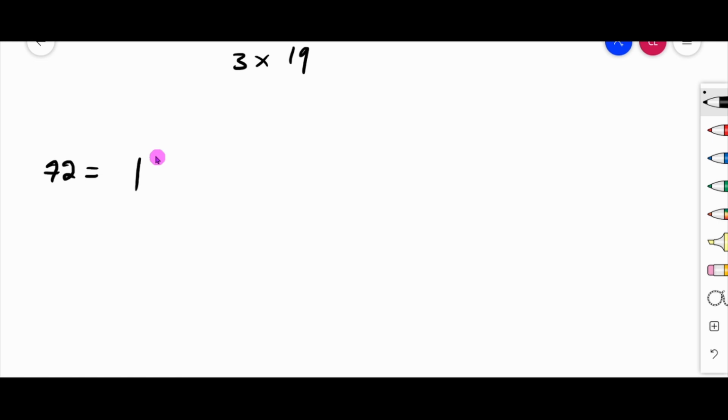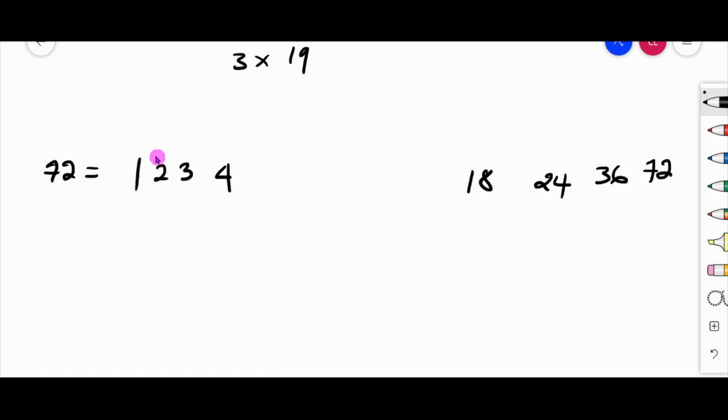72. 1 into 72 goes 72 times. No, 2 into 72 would go 36. That's a half of it. Now 3 could go in there because 7 and 2 is 9. So 3 can always go into that. And 3 could go into that 24 times. Then 4 could go in there as well, 18 times.